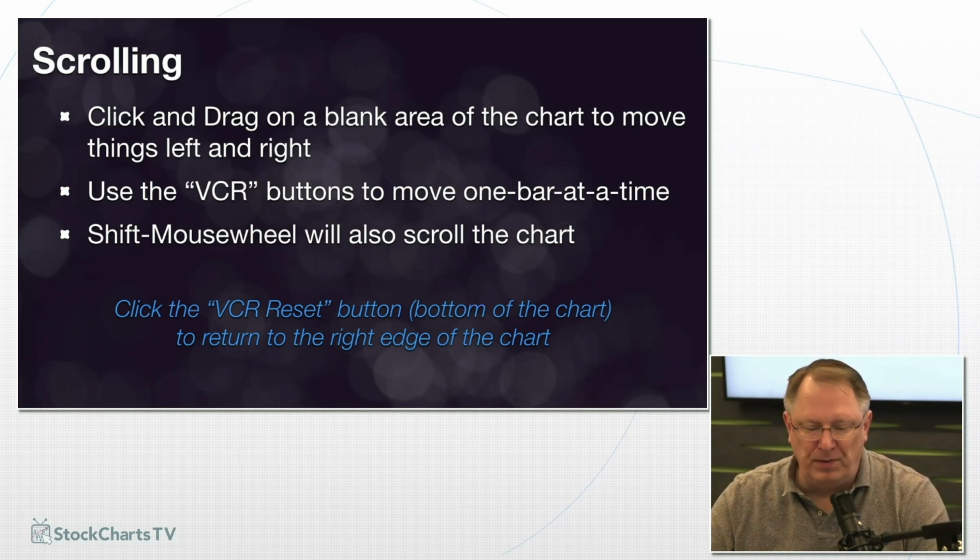If you notice, I'll point them out in my next demo. There are little VCR buttons that appear down at the bottom of the chart, right in the middle. We call them VCR buttons because they look kind of like what an old VCR had. They allow you to go forward or backwards, one bar at a time if you want to do that.